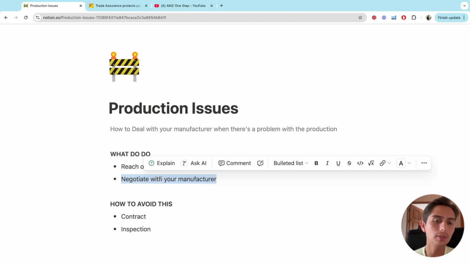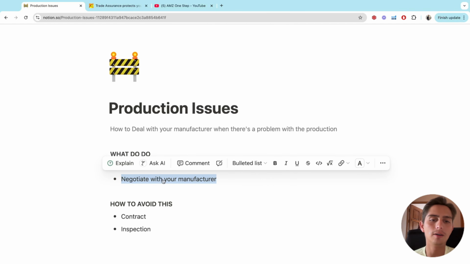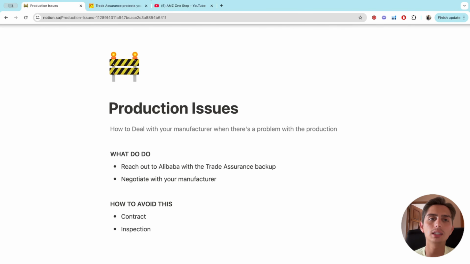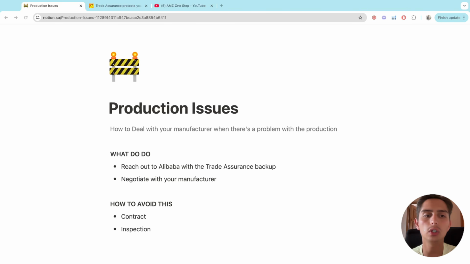Now, as an informal way, negotiate with your manufacturer. This basically means that, let's say you purchased 500 units, and 100 units are broken, falling apart, or something is just not right. You're going to go back to your manufacturer, text them, call them, email them, and say, hey, there's no going back, we can't fix this now, but I really like the quality of your product, if that's the case.